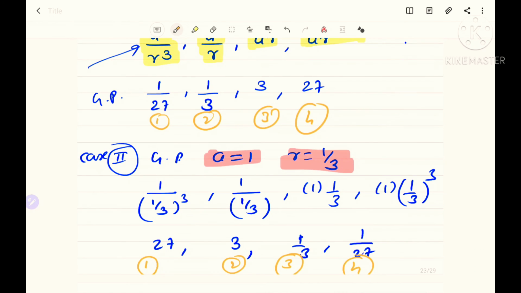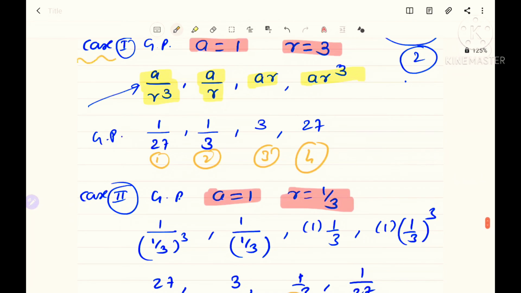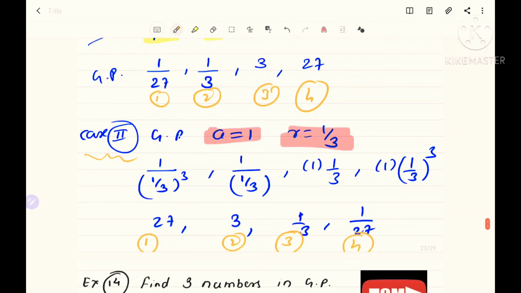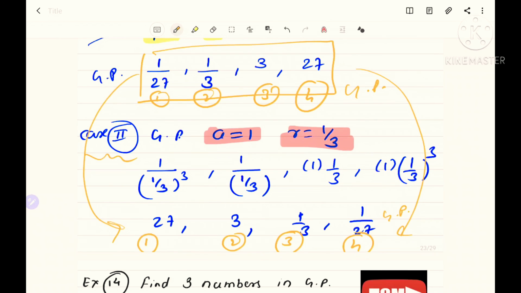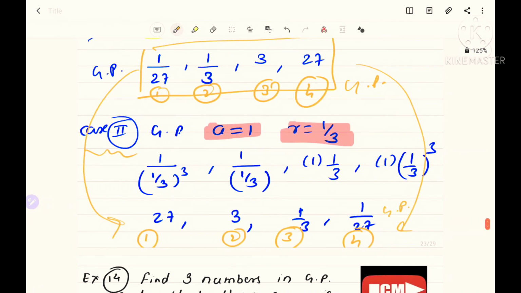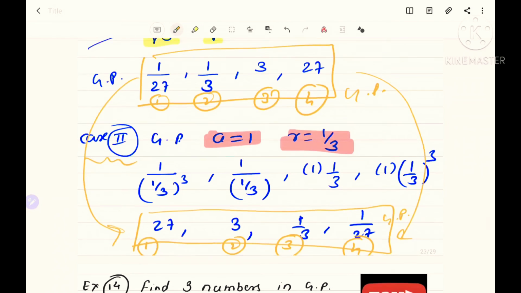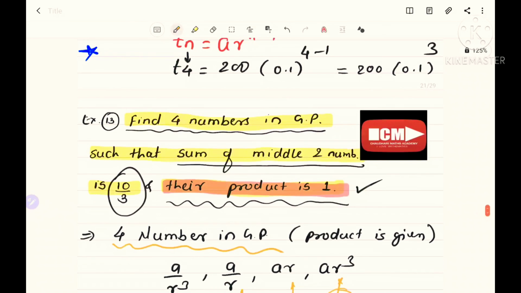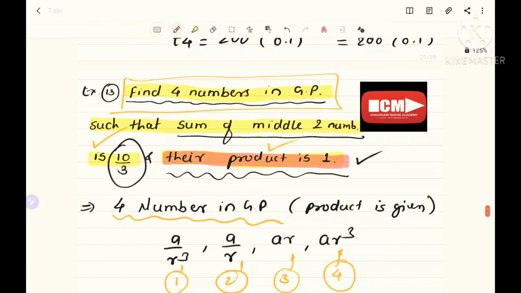So what is your observation from case number 1 and case number 2? Both these things are in geometric progression, but the only thing is the pattern of the numbers is reversed. In the first case, it is 1 by 27, 1 by 3, 3 and 27. It is exactly the reversed order in case number 2: 27, 3, 1 by 3 and 1 by 27. So here we got 4 numbers in GP. This question belongs to the 4 numbers in GP with these 2 given data points.